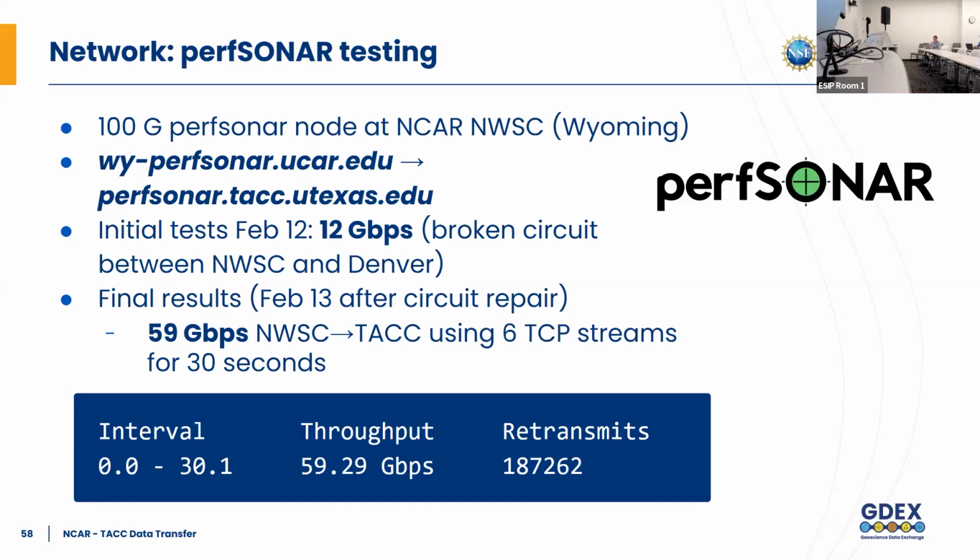That was repaired on February 13th, and so we scheduled another series of perfSONAR tests. The maximum throughput that we measured then was 59 gigabits per second. So it was much better, and we were happy about that. Under ideal conditions, this would be the maximum throughput that we could expect for the transfer.